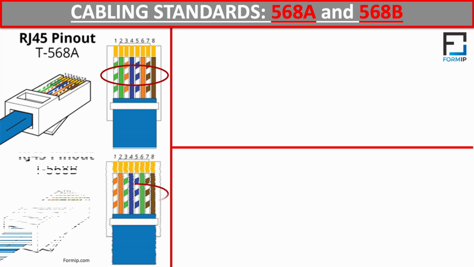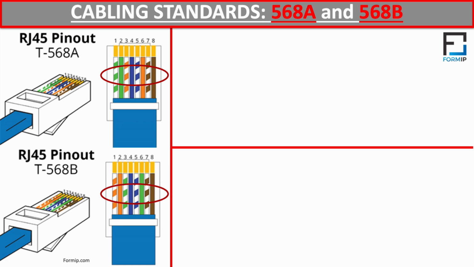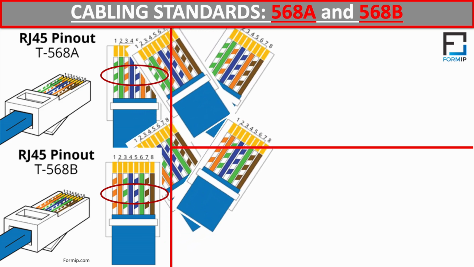568B standard. The 568B standard is wired like this: 1. White-orange, 2. Orange, 3. White-green, 4. Blue, 5. White-blue, 6. Green, 7. White-brown, 8. Brown. There is no difference in functionality between these two standards.